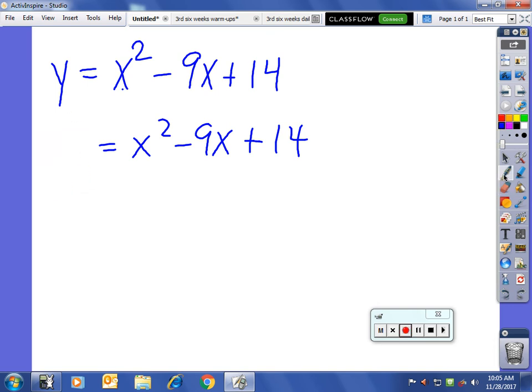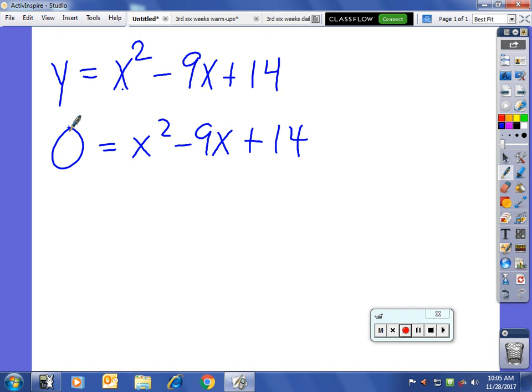Now, what we're going to do today is we want to find the zeros. So guess what we're going to put in for y? 0. We want to know when this function is going to equal 0. In other words, we're finding its roots, its x-intercepts, its zeros.